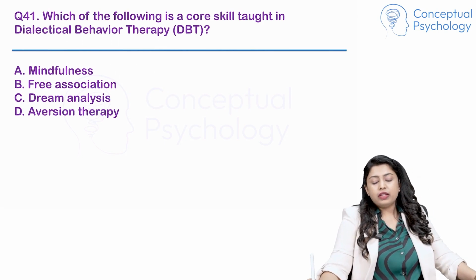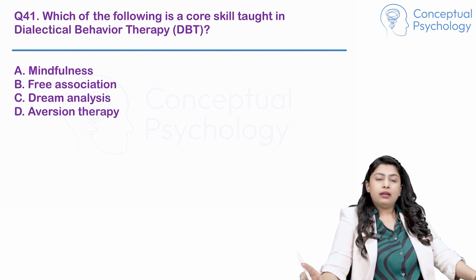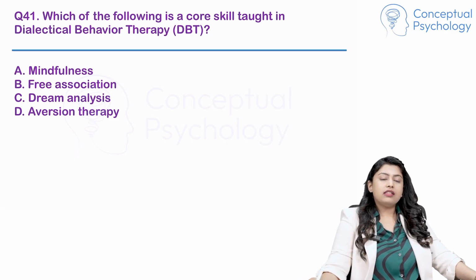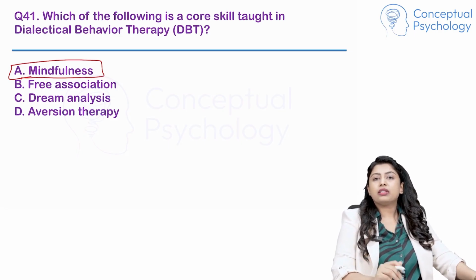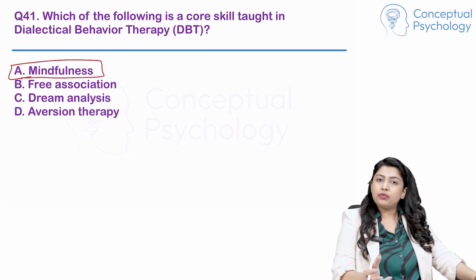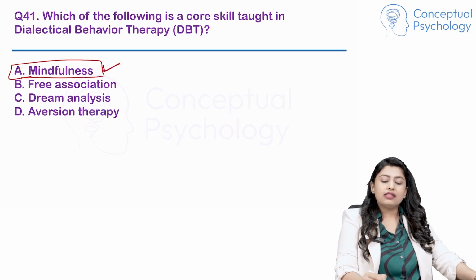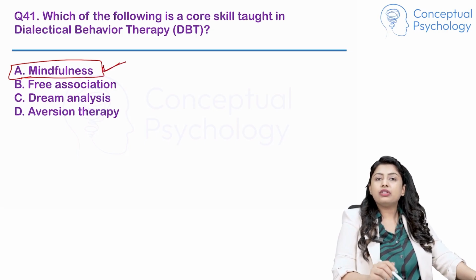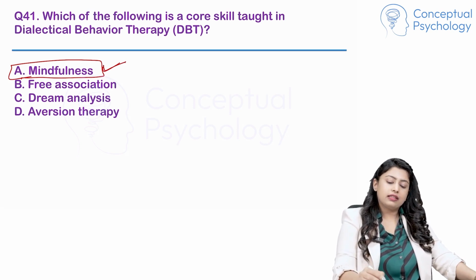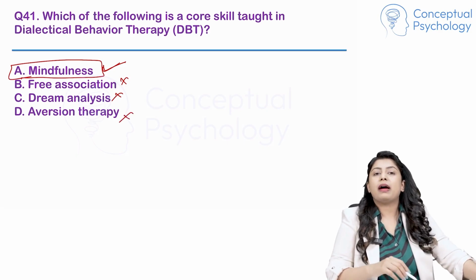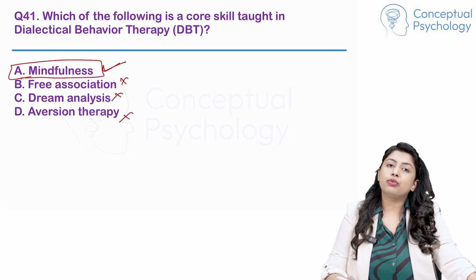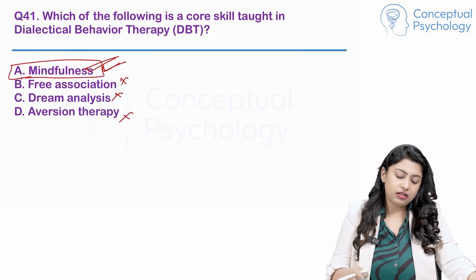Now, which of the following is a core skill taught in DBT? Mindfulness, free association, dream analysis, or aversion therapy? Correct answer is mindfulness. It is one of the four core skill modules in DBT. It focuses on developing present moment awareness and non judgmental observations of thoughts, feelings, and sensations. It forms the foundation for the other DBT skills as well. Free association and dream analysis are both psychoanalytic techniques. Aversion therapy is a behavioral technique not used in DBT. Hence, mindfulness is the foundational skill in DBT that supports emotional regulation and distress tolerance.